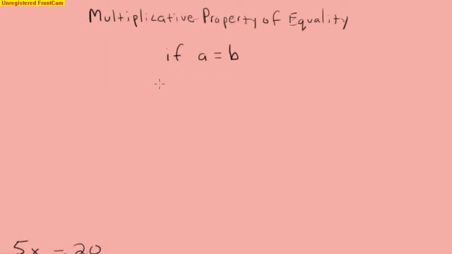It's still equal. Today we're learning the multiplicative property, which is going to say if A equals B, if we multiply both sides by the same thing, we still have an equation. And we apply that to solving equations because it's going to help us to isolate the variable.